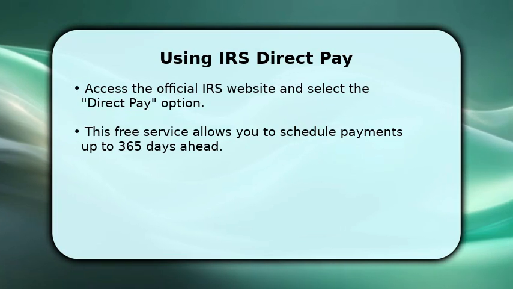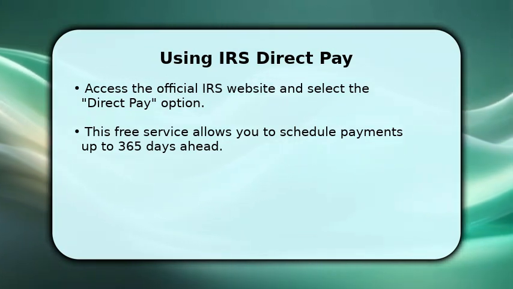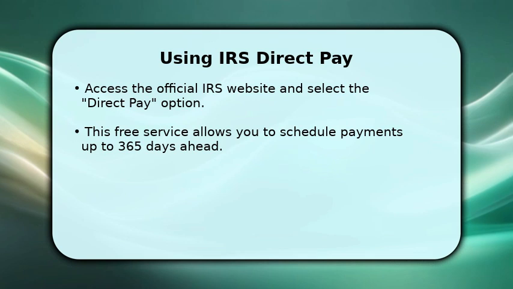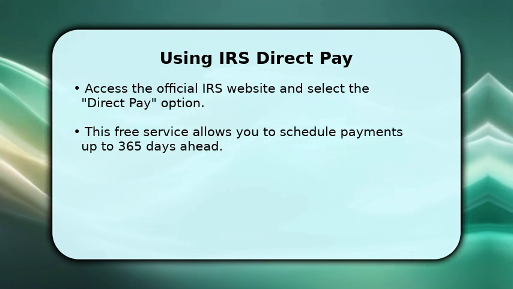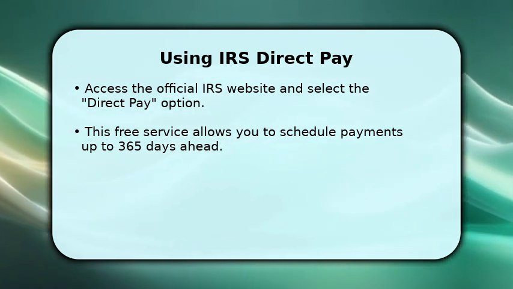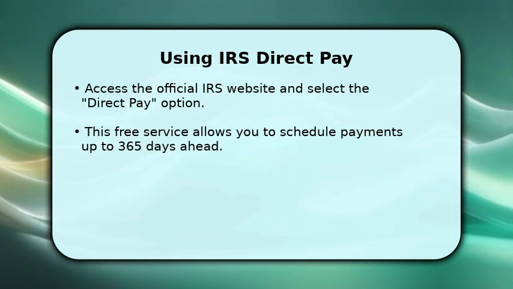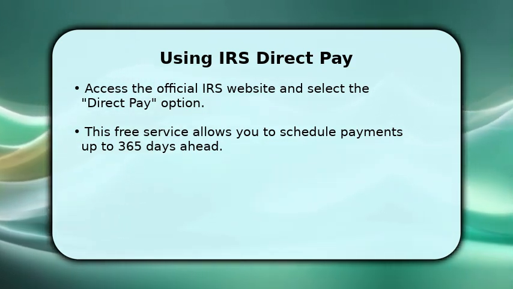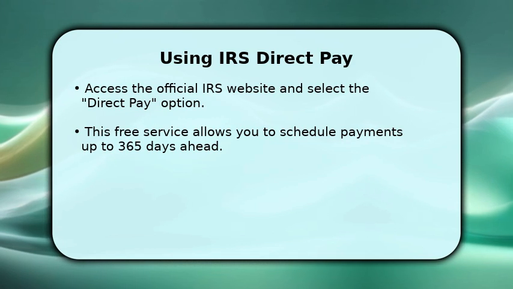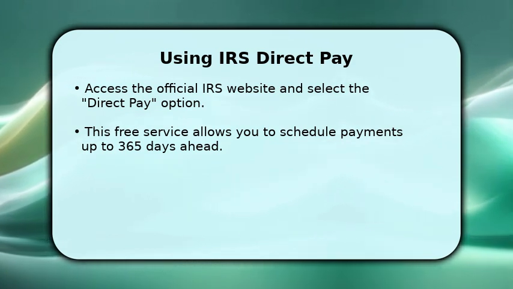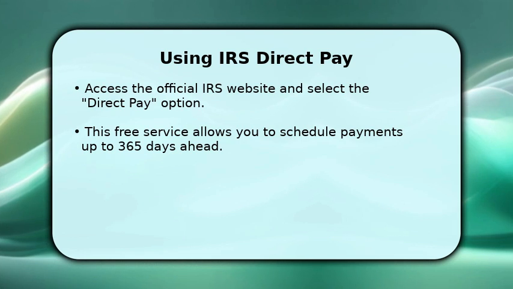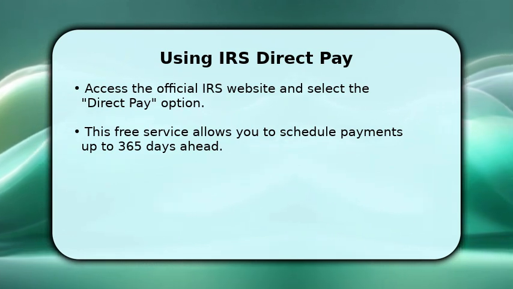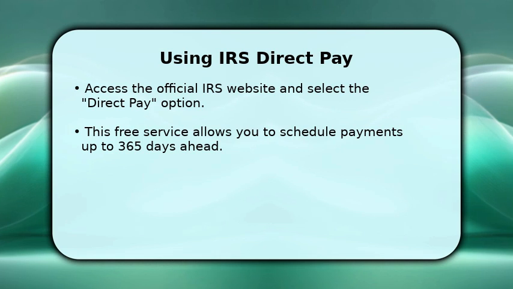The easiest method is using IRS Direct Pay, a free and secure service directly from the Internal Revenue Service. Navigate to the IRS website and locate the Direct Pay section. This platform allows you to make payments directly from your checking or savings account. You can even schedule your payments up to 365 days in advance, offering great flexibility for your financial planning.